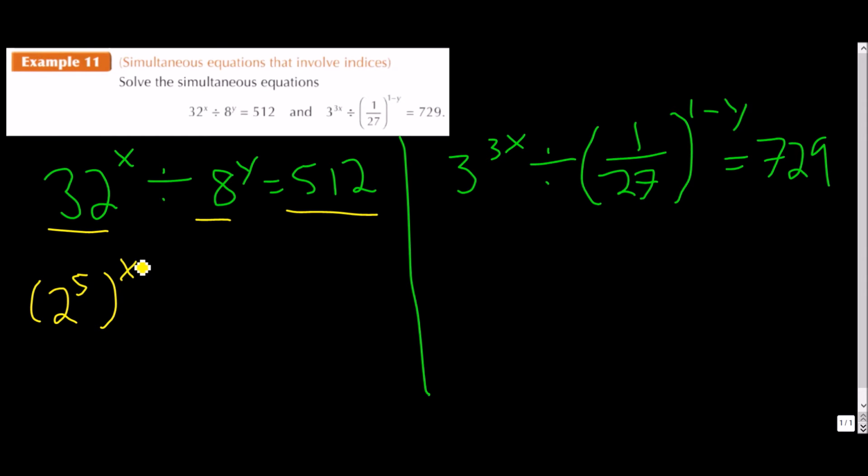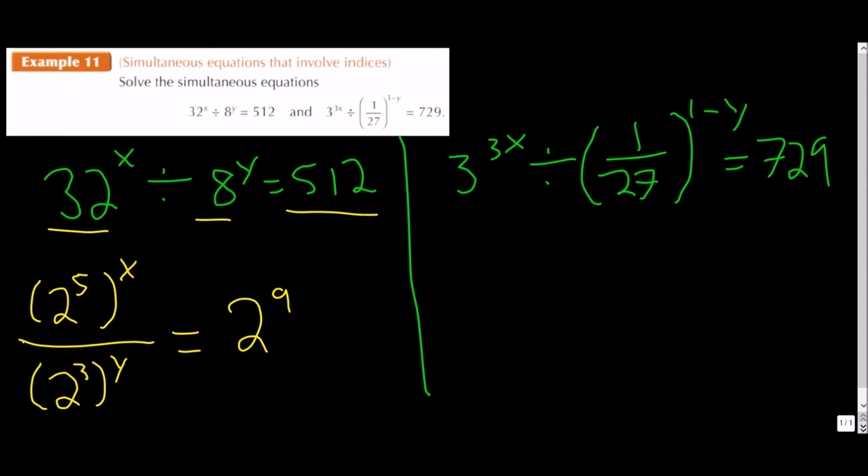Now, I'm going to do this divided by sign I don't like. I'm going to make it like this. Divided by 8 to the y. 8 is the same thing as 2 cubed. And that's going to equal 512. Well, 512 is going to be, let's see, 2 to the 6th is 64, 2 to the 7th is 128, 2 to the 8th is 256, and so we have 2 to the 9th power over here.